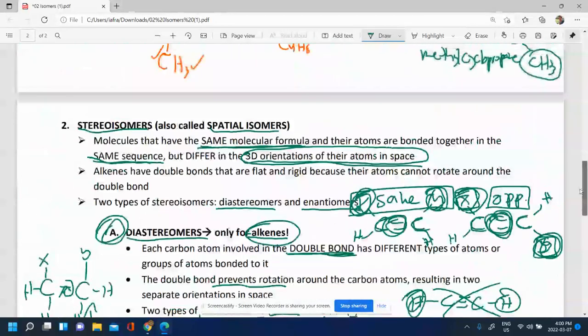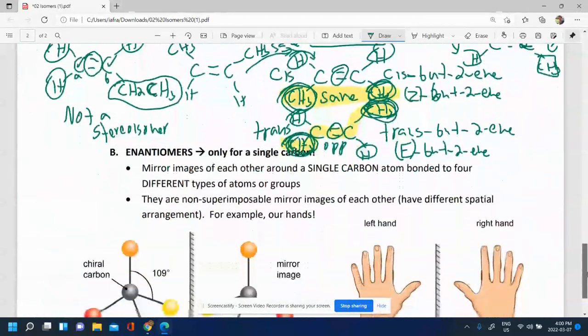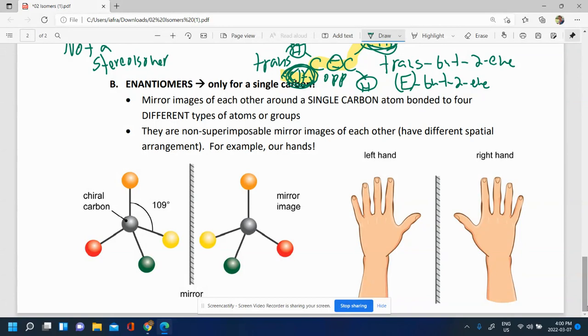The enantiomer is also a stereoisomer, except it doesn't involve a double bond. Rather than involving a double bond, it involves a carbon that has 4 different things bonded to it. So generally, we're looking at tetrahedral carbons, or in other words, sp3. So if we look over here, we have 4 different things bonded to this carbon. So this is a carbon over here. This is a carbon over here.